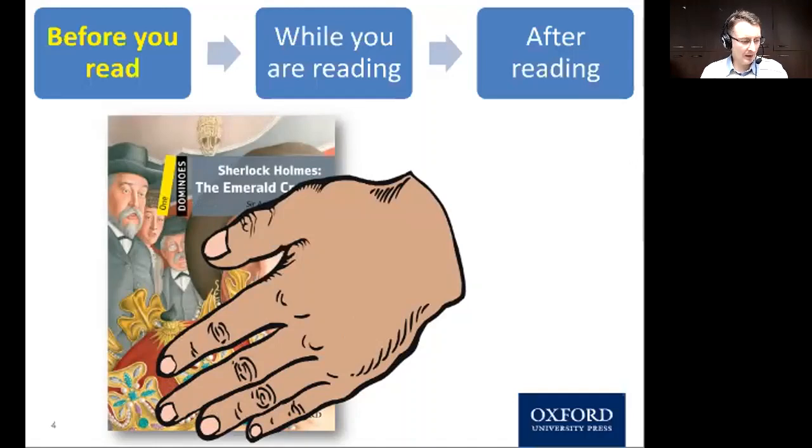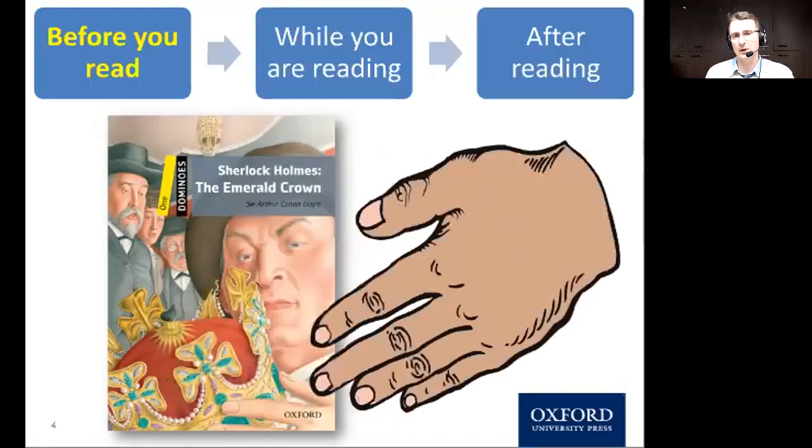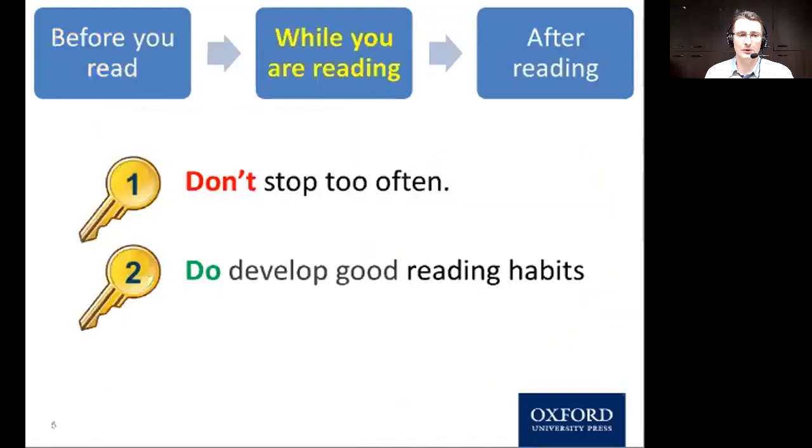Okay, so this is, by the way, from Oxford University Press Dominoes Graded Reader Series, Level 1, Sherlock Holmes, The Emerald Crown. But this applies for most graded readers' stories that you can teach. Now, by the way, remember the graded readers will have suggestions for pre- and post-reading activities in them, so you can follow those too.